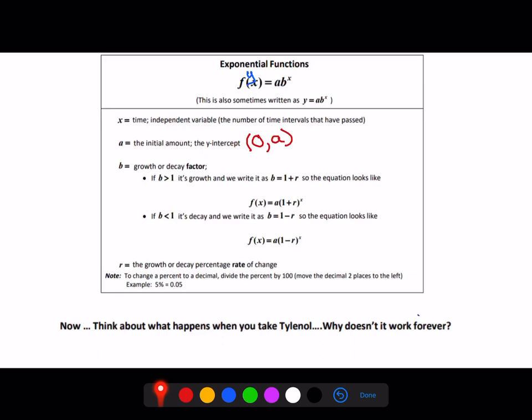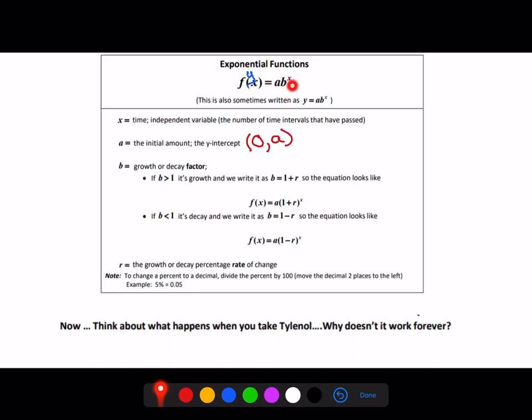And if they give us a word problem, it's the initial amount, the amount that we started with. That's going to be our a value whenever we set up an equation. That initial amount is a. b is equal to our growth or decay factor. So b is a very specific variable that's unique to exponential functions. b is always the variable that's raised to a power of x.